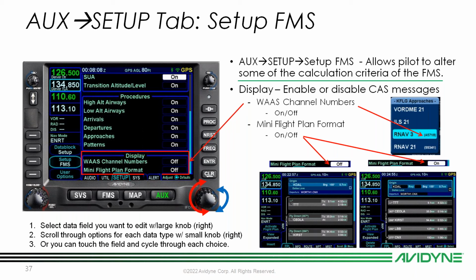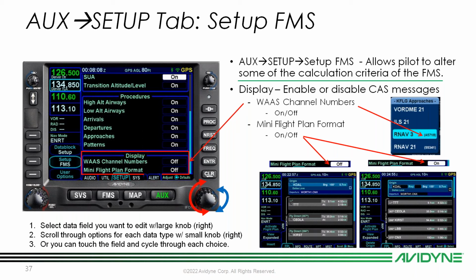Now your display, if we want to show WAAS channel numbers, we can do that in the display block in FMS setup. We'll just go ahead and turn that on, and we're going to get the WAAS channel number to the right side of the approach once we get into the drop-down list to select our approach for any given airport.